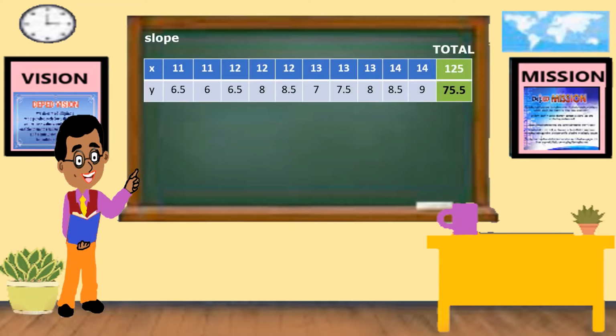So let's start with the given table. This is the given table wherein the number of years is our independent variable or marked as x, and our wage is the dependent variable marked as y. At the end of the column, we have an additional column which is the total. So 11 plus 11 plus 12 plus 12 plus 12 plus 13 plus 13 plus 13 plus 14 plus 14 is 125. And for the wages, 6.5 plus 6 plus 6.5 plus 8 plus 8.5 plus 7 plus 7.5 plus 8 plus 8.5 plus 9, that's 75.5.